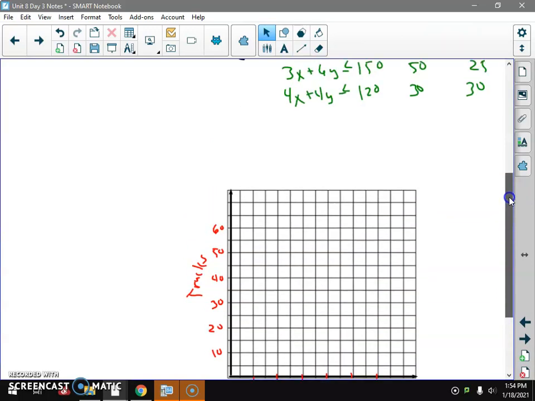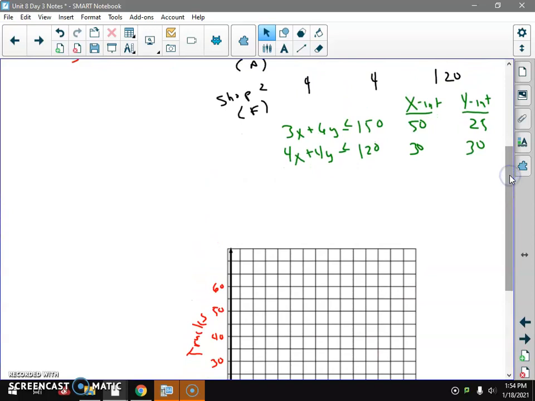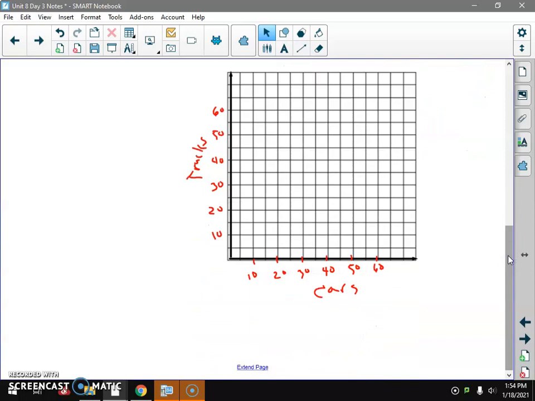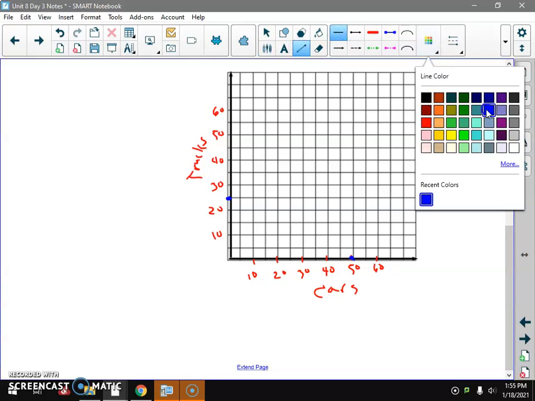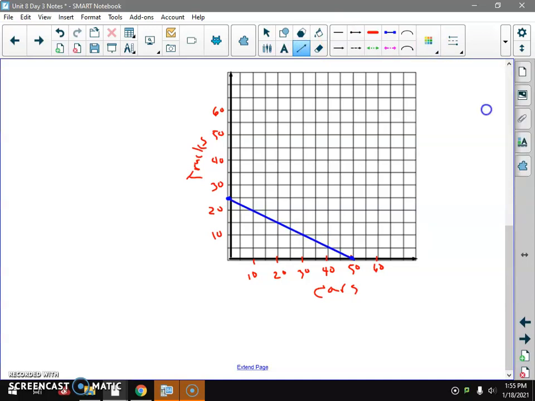Let's do our assembly in blue. Let's do our finishing in black. Blue has an x-intercept of 50, a y-intercept of 25. Let's connect them with a nice blue line. Black has intercepts of 30 and 30. Again, a nice line, and it's down and down.